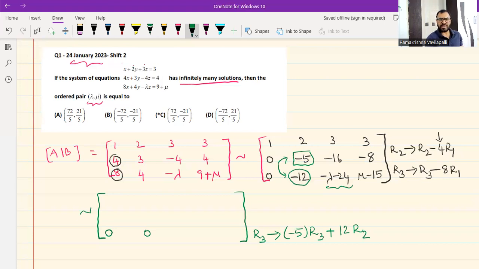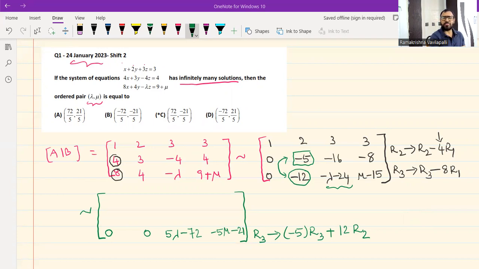Now, you are multiplying the third row elements by minus 5. So here I am writing minus 5 lambda. 24 into 5 is 120. And what is 12 into minus 16? So these are the values after simplification. You can do the simplification. Multiply the third row elements by minus 5 and the second row elements by 12 and add together. So we got that. Here you see the last row elements are like this.